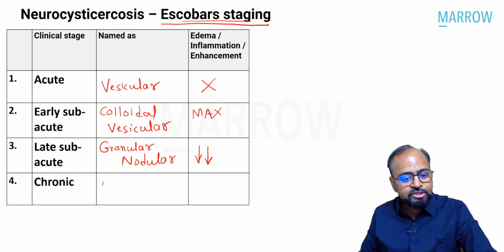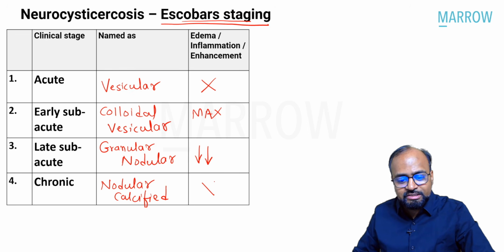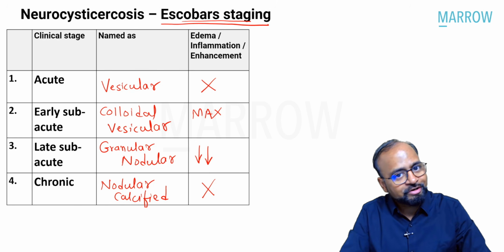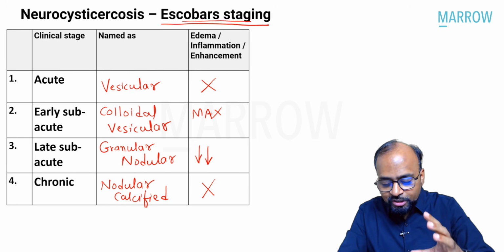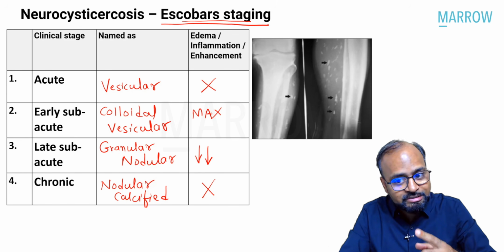This is the chronic stage or the nodular calcified stage. Nodular calcified stage or chronic stage of neurocysticercosis. This again does not have any edema, inflammation or contrast enhancement, right? So another important classic image which could potentially be asked in your exams is this.